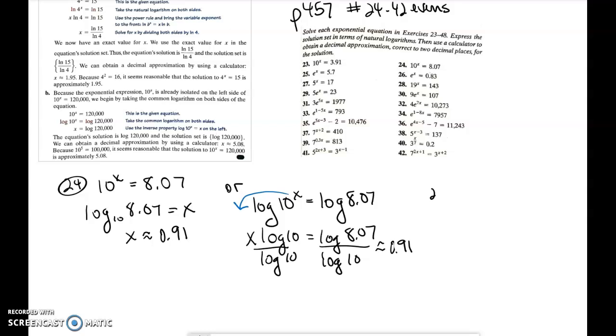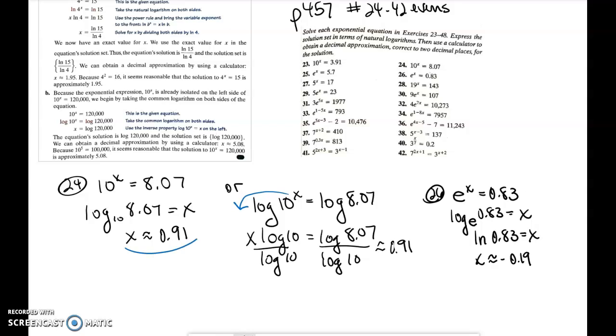So something like number 26, where we have a base of e instead. This time, if I want to convert it to my log form, instead of writing log base e of 0.83 is equal to x, log base e is our natural log. So this really is just the natural log of 0.83 equal to x. So x would be about negative 0.19 for that one.